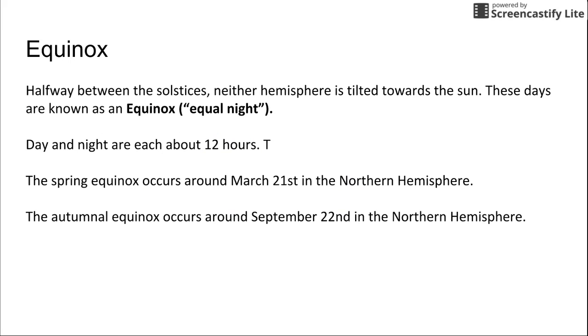Halfway between the solstices, neither hemisphere is tilted towards the sun, and these days are known as the equinox. Equinox stands for equal night, so day and night are each about 12 hours. The spring equinox occurs around the 21st in the northern hemisphere, and the autumnal equinox occurs around September 22nd. We are in the northern hemisphere, so this would be true for New Orleans and Louisiana. So the spring equinox is March 21st, and the autumnal equinox is September 22nd. Once again, these would be reversed for the southern hemisphere.